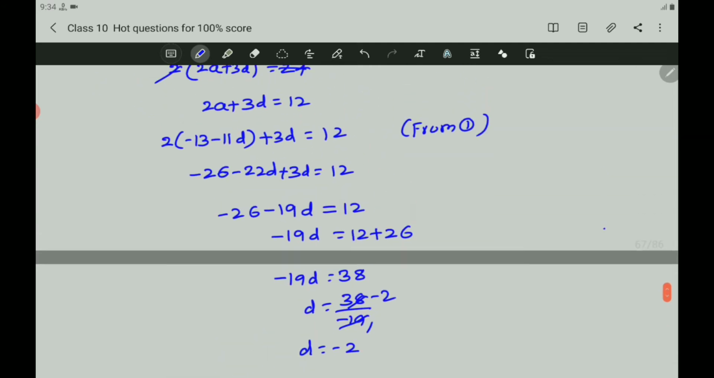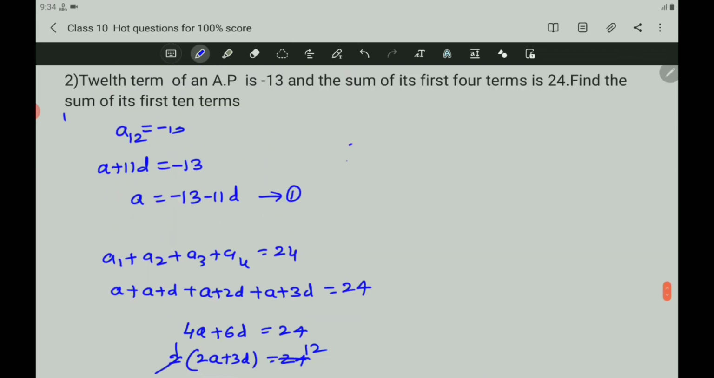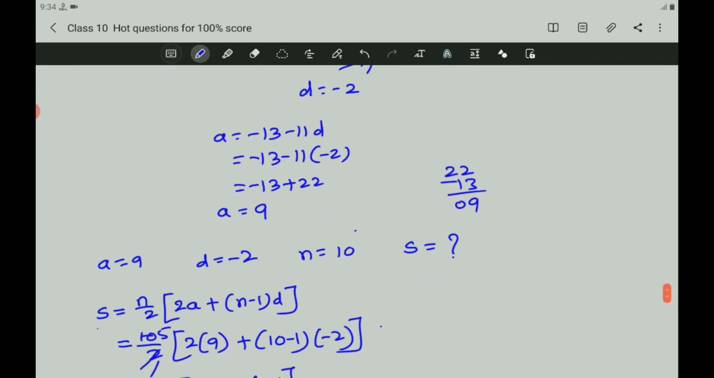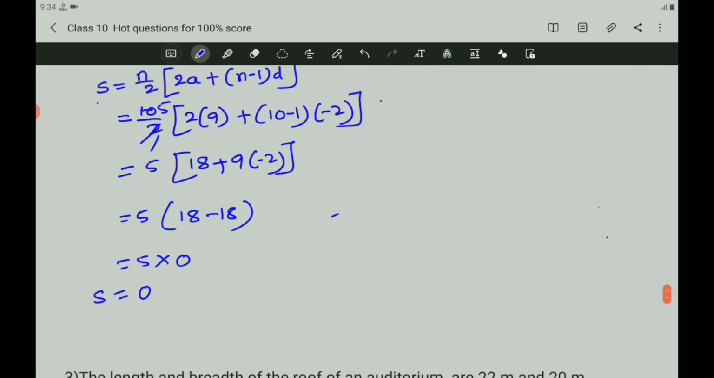So the sum of first 10 terms is 0. So you write that the sum of first 10 terms is 0.